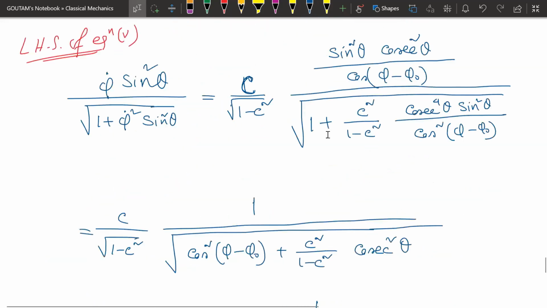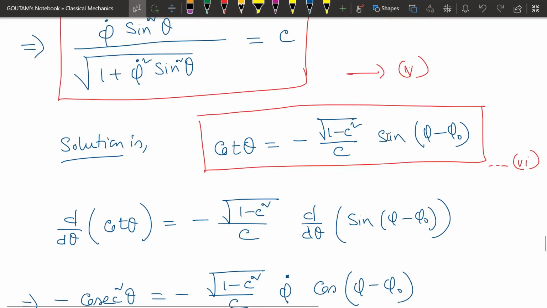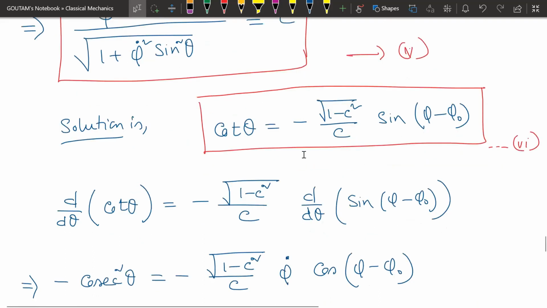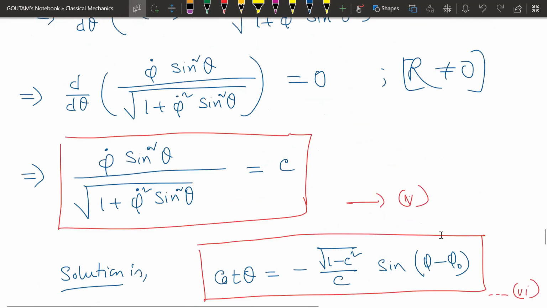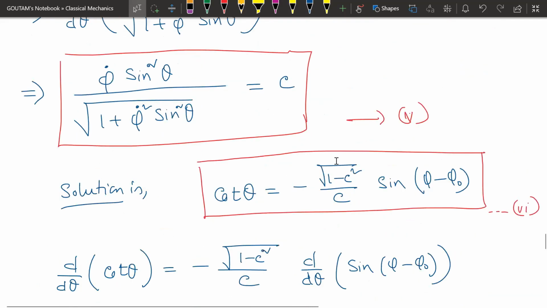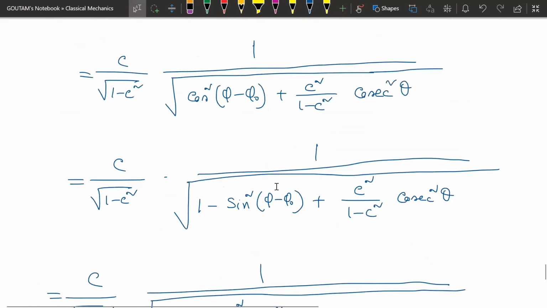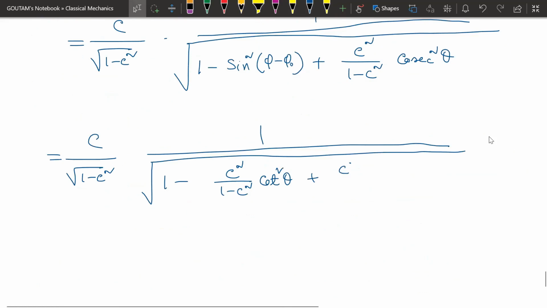Now this sine square phi minus phi dot, from this equation 6 we can write sine square phi minus phi dot is c square by 1 minus c square times cot square theta. So 1 minus c square by 1 minus c square times cot square theta. You can easily check from equation 6. Take this root under 1 minus c square by c, this left hand side, and square it. So you will get sine square phi minus phi dot equal to c square by 1 minus c square times cot square theta, and there is plus c square by 1 minus c square cosec square theta.